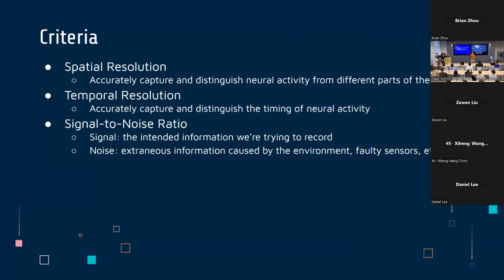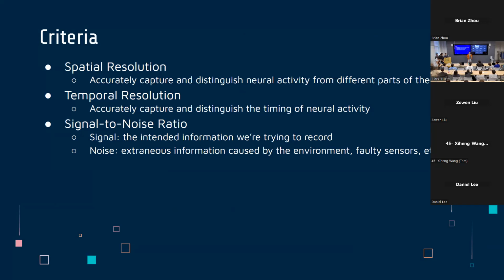So, we're going to dive into some of the sensing modalities that are popularly used for BCIs, and here are the 3 criteria. I'll explain a little bit of this more later. But first is spatial resolution. Spatial resolution is how well you can accurately distinguish which parts of the brain are active during a particular neuroactivity segment.